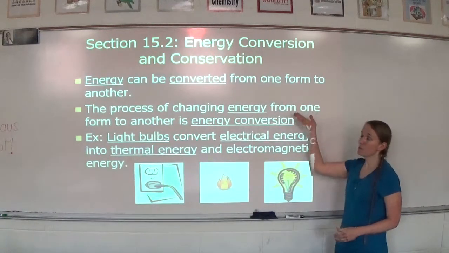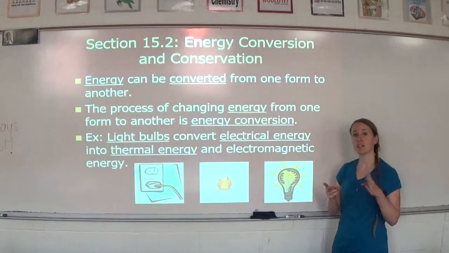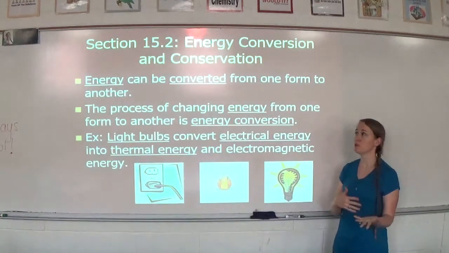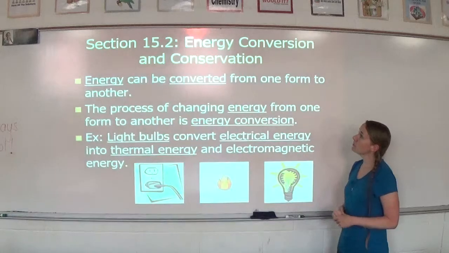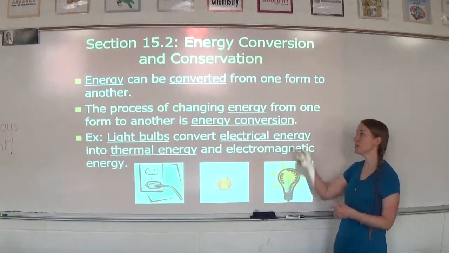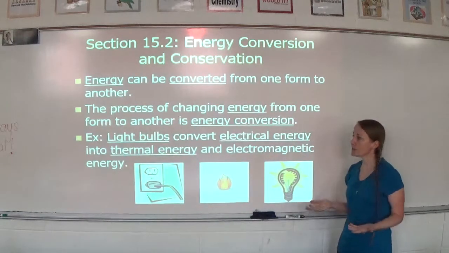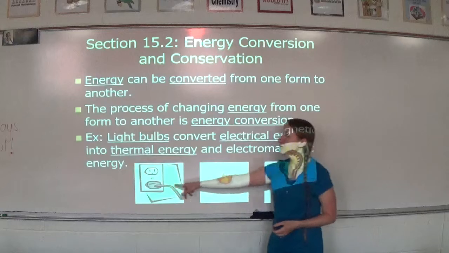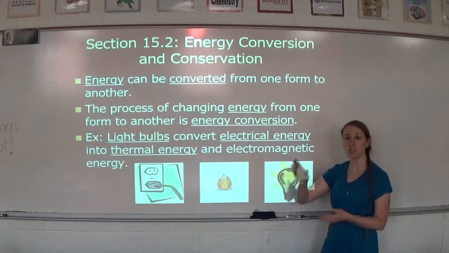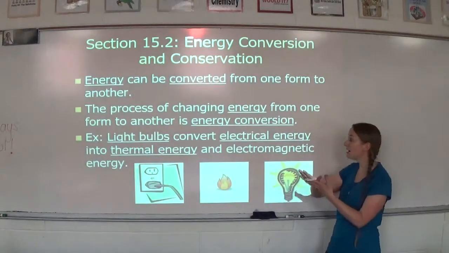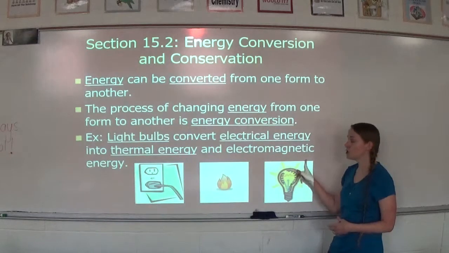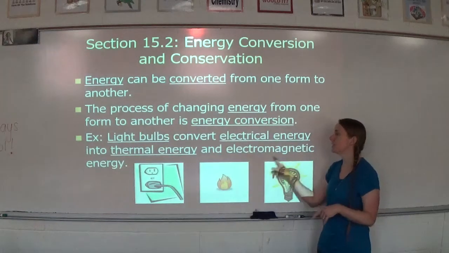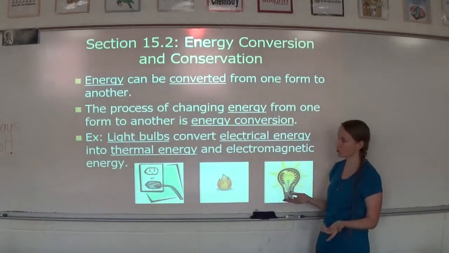So section 15.2 is about the law of conservation of energy and converting energy from one form to another. Energy can be converted from one form to another. The process of changing energy from one form to another is called energy conversion. For example, light bulbs can convert electrical energy that they get from an outlet into thermal energy, because of course when you touch them they feel hot, and electromagnetic energy, because light is a form of electromagnetic energy. We'll talk about that a little more later.